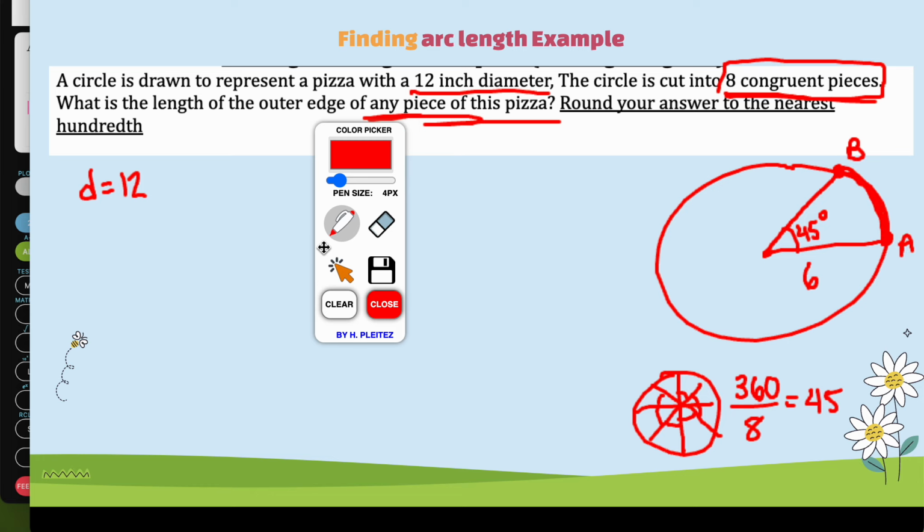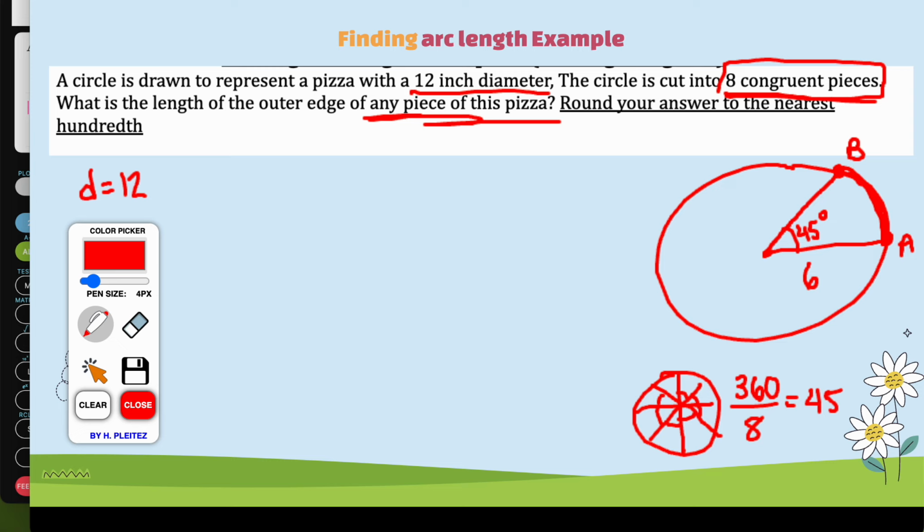So again, I'm going to use my logic. If you want to use your formula, you can. Or maybe in this example, we will use the formula. So the formula, we have S equals theta over 360 times pi d, right? So our theta is our central angle. So we have 45 over 360 pi, and then our diameter is 12.